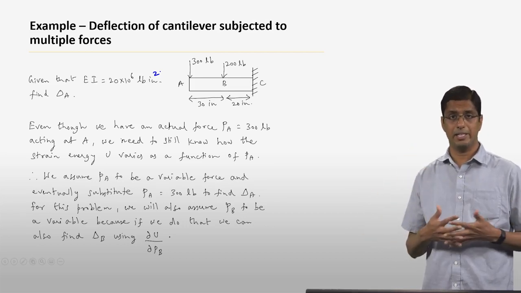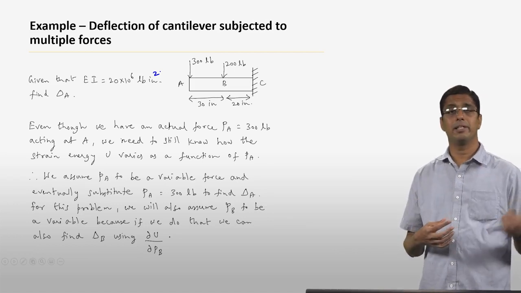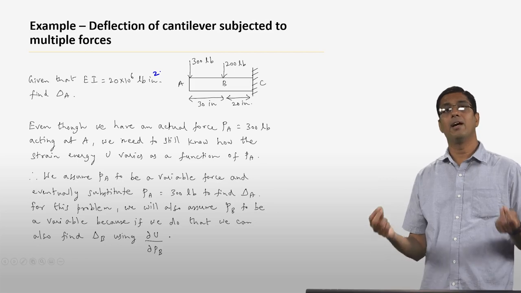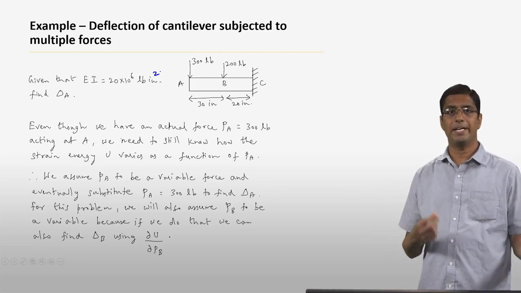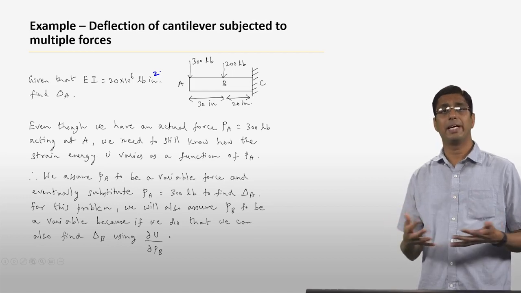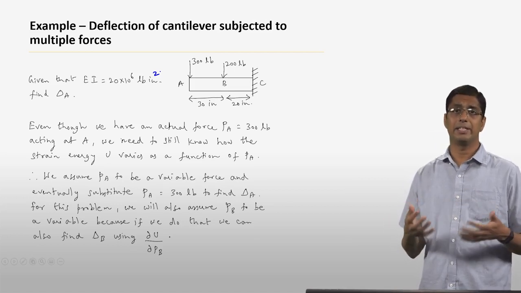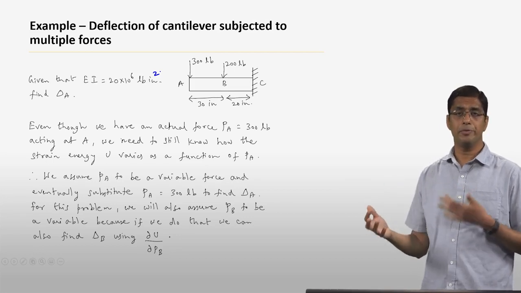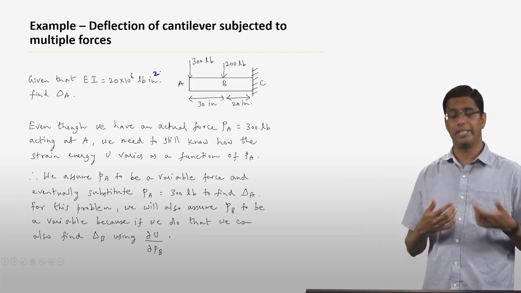So for this particular problem, I am going to assume that both the force at point A and the force at point B are variable forces, PA and PB. Eventually, once you take the derivative, you can substitute PA is 300 pounds and PB is 200 pounds to find the numerical value of delta A.